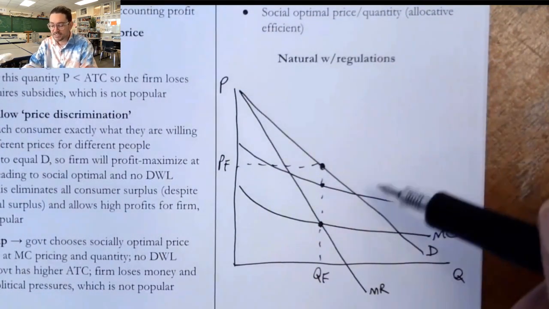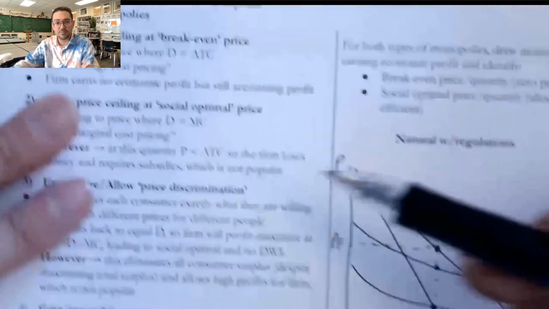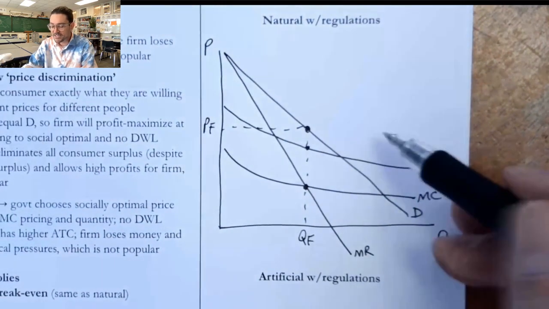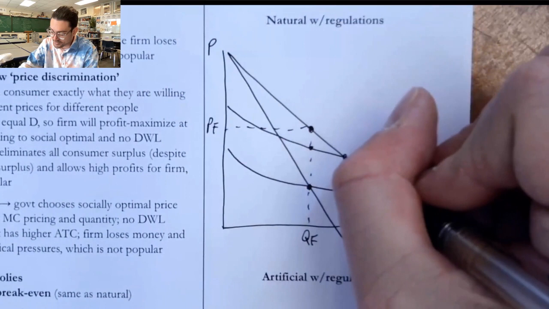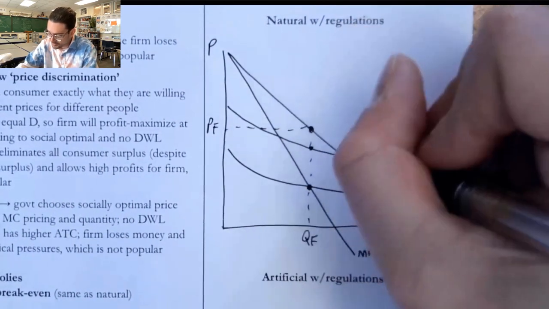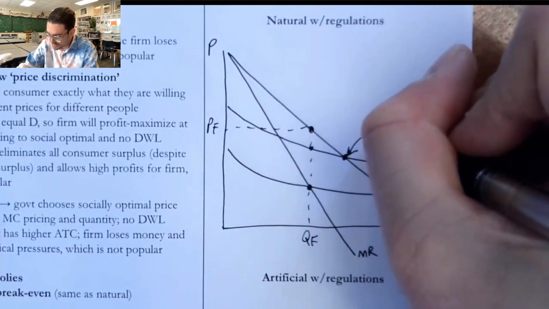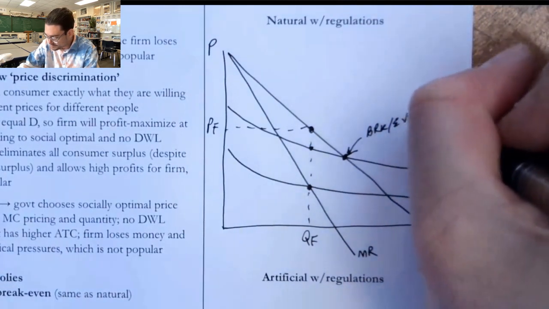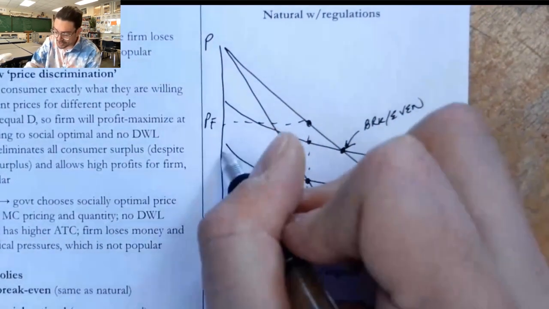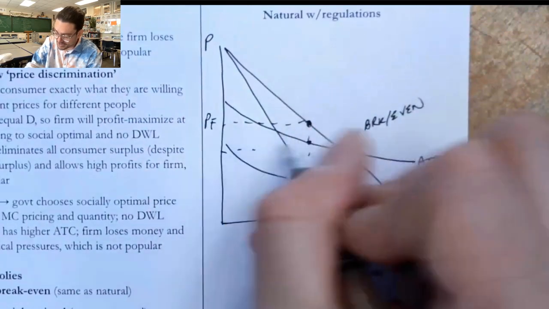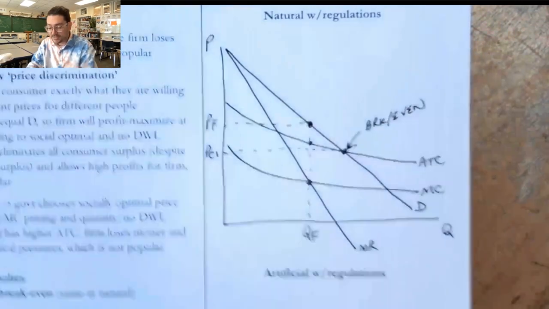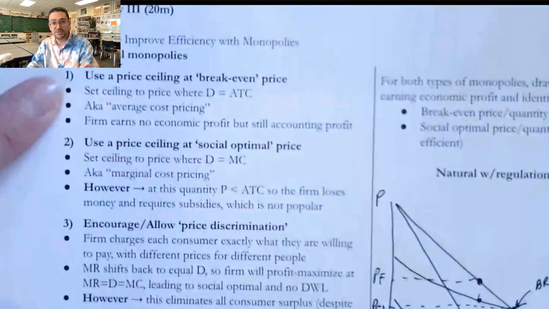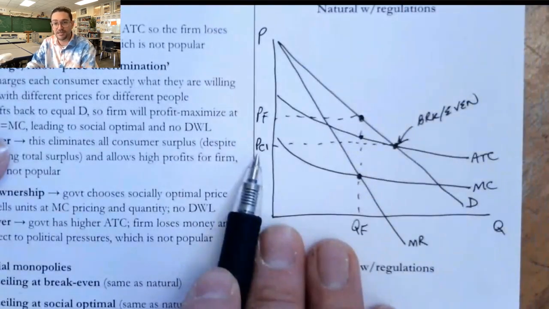So the first choice is to think about the price ceiling at a break-even price. I'm going to read from the left, assuming that you have these here. The price ceiling at a break-even price would be where demand equals average total cost. And that occurs right here. So I'm going to put a little arrow, break even. Maybe I should just go ahead and put a dashed line right here. Price ceiling 1. And that price ceiling 1 refers to option number 1, price ceiling at your break-even price.